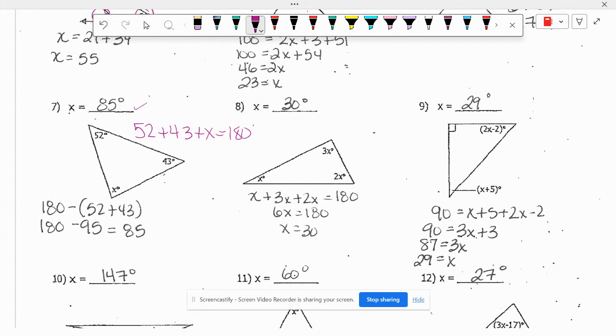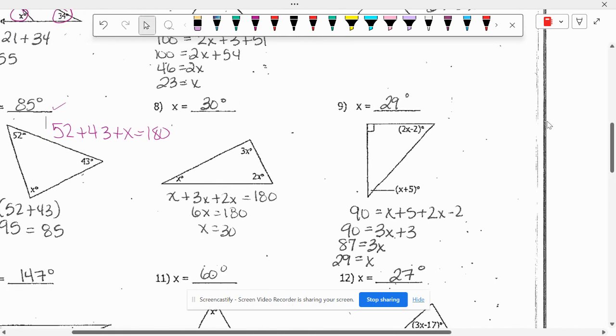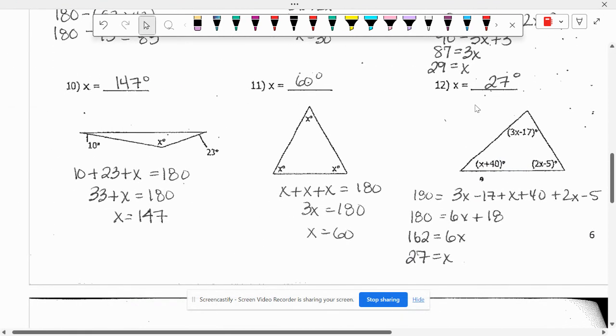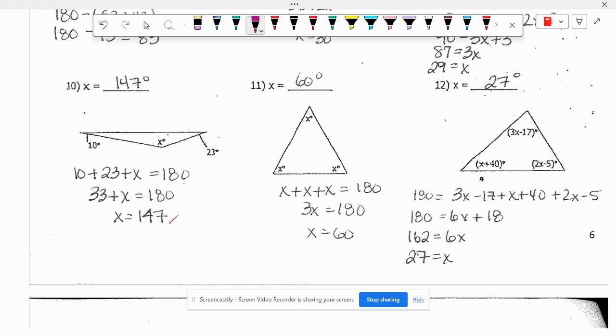Number 8: x plus 3x plus 2x equals 180. So x is 30. Number 9, again, this is a 90-degree angle. 180 minus 90 is 90. So 90 equals 2x minus 2 plus x plus 5. X equals 29. Number 10, using the triangle sum theorem, 10 plus 23 plus x is 180. You find out that x is 147.